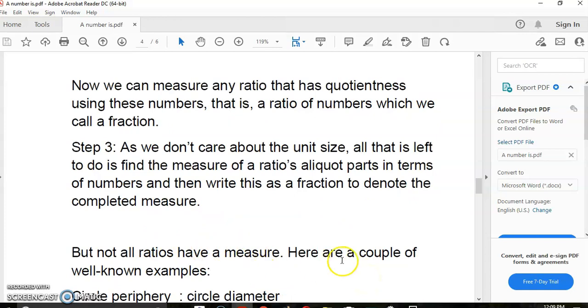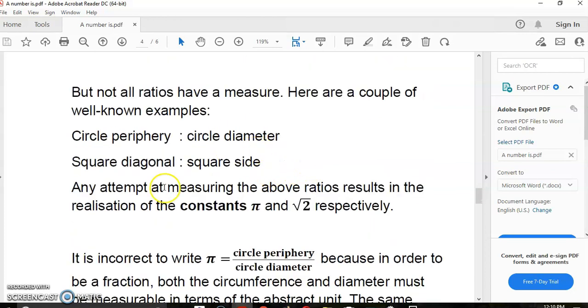And step 3, since we don't care about the unit size, all that is left to do is to find the measure of a ratio's aliquot parts in terms of numbers, and then write this as a fraction to denote the completed measure. Now, not all ratios have a measure. Here are a couple of well-known examples. Do you recognize these? If you said the constant pi and the constant root of 2, you'd be correct.